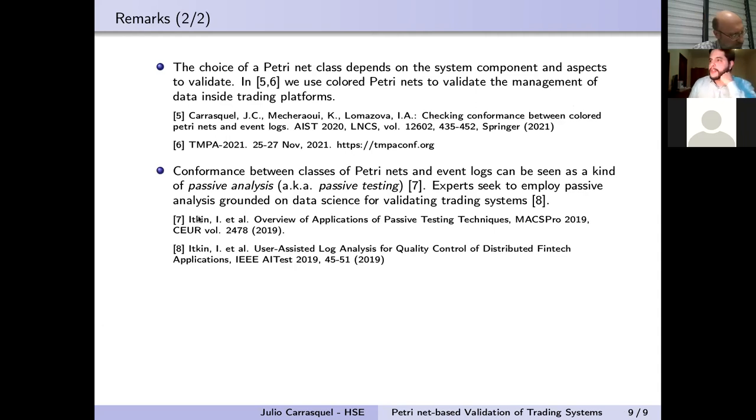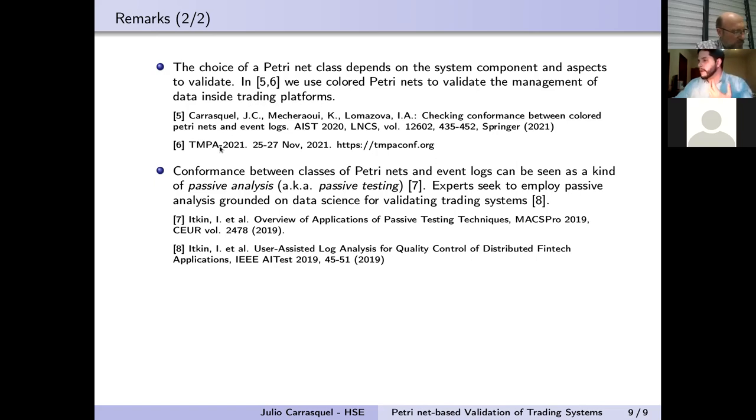Another remark: where to position our work? First of all, the choice of a Petri net, so we have this class of Petri net extension, a nested Petri net, but in general, what Petri net extension to use highly depends on the system component and the aspects that we want to validate. For example, in two other works, we have used colored Petri nets because we are not interested in checking communication of the agents with the platform, but rather how the inside of the trading platform is managing the orders. And colored Petri nets provide a semantics for doing that. So we leverage the semantics for checking the orders are transformed as we expect.